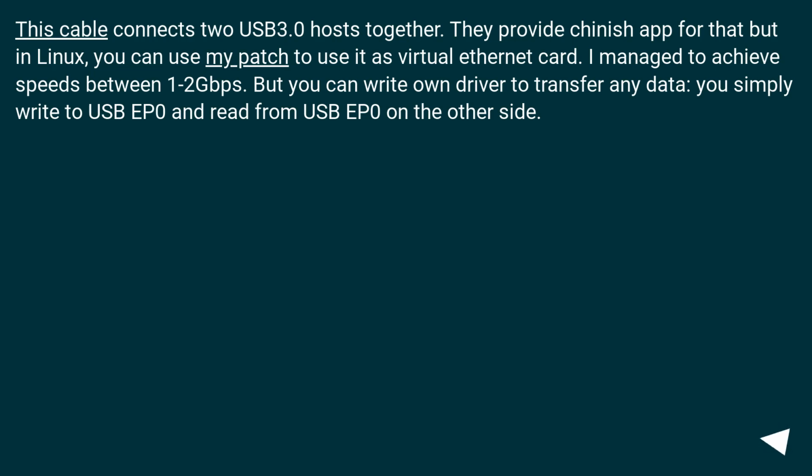This cable connects two USB 3.0 hosts together. They provide a Chinese app for that, but in Linux, you can use my patch to use it as a virtual Ethernet card. I managed to achieve speeds between 1-2 GB/s. But you can write your own driver to transfer any data. You simply write to USB EP0 and read from USB EP0 on the other side.